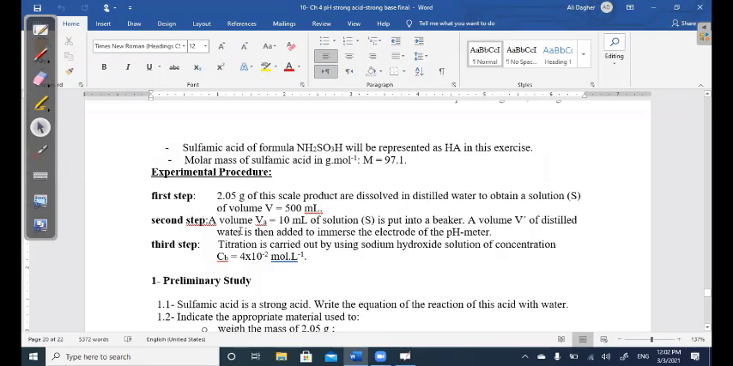Second step, a volume VA equal 10 milliliters of solution S is put into a beaker. A volume V prime of distilled water is then added to immerse the electrode of the pH meter.